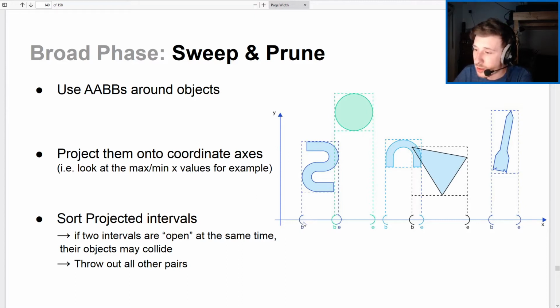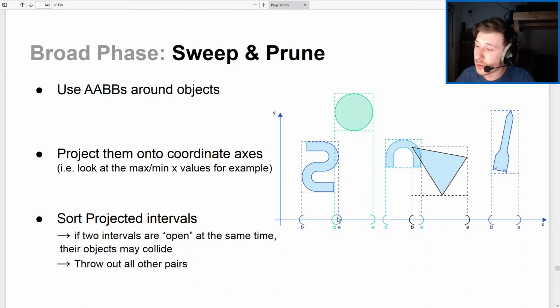And then we kind of open an interval here like a bracket and close it when one particular bounding box has ended. So for example, here we open it here and close it here, but whenever we detect that an interval opens before the one before it closed, we detect a collision. So here we start with this little S shape. We open the interval for the S shape on the x-axis projected, and then in our sweep and prune, we detect another opening of the next interval for the little circle here.